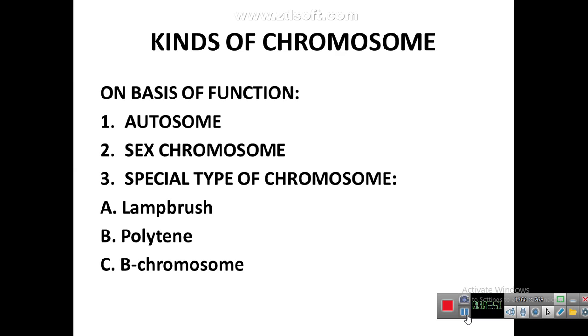Kinds of chromosome on the basis of function: two types, autosome and sex chromosome. All the chromosomes other than the sex chromosomes are known as autosomes, and sex chromosomes determine the sex, either X or Y chromosome. And there are special types of chromosome: Lampbrush, Polytene and B chromosome.